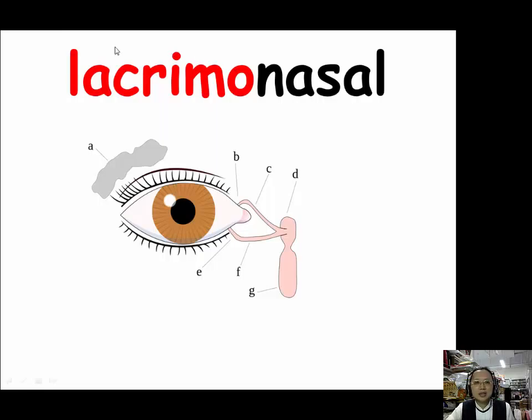Lacrimonasal is referring to things pertaining to the lacrimal sac, which is this part, and also our nose. Nasal means nose. So lacrimonasal is things that are related to the lacrimal sac and the nose.